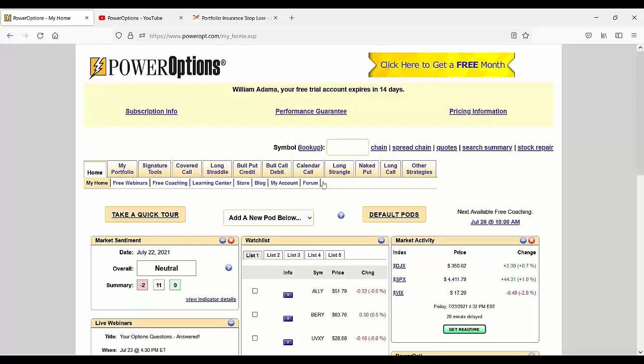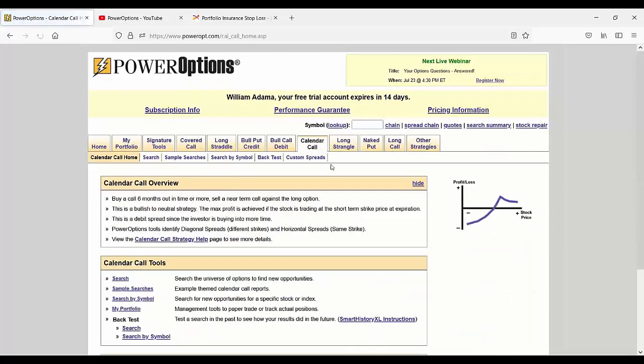I think one was a coaching session and one was a standard call. In a general calendar call, we're going to buy maybe a 6 to 8 month to 1 year out, slightly in the money or in the money call option, delta of maybe 0.6, 0.7, 0.8. Then we're going to sell a near-term call against that position. Some investors refer to this as the poor man's covered call.